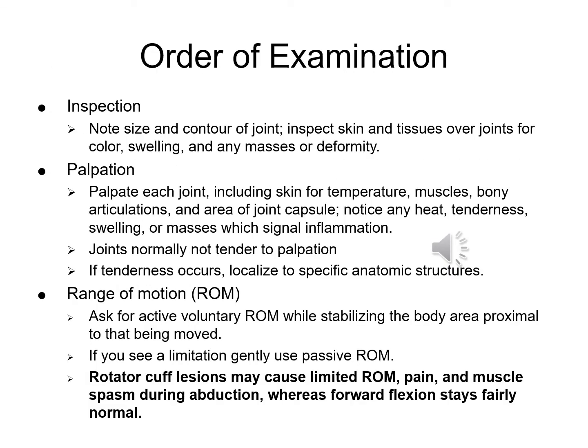So obviously you already know the order of examination when you're performing your head to toe. You start with inspecting, then palpating. Here I want to discuss range of motion. You want to ask for active voluntary range of motion while you stabilize the body area proximal to that being involved. So if you see any limitations, gently use passive range of motion. You want to assist the patient with stabilizing their body so that they're able to move their joints around. Rotator cuff lesions may cause limited range of motion, pain, and muscle spasm during abduction, while forward flexion stays fairly normal.